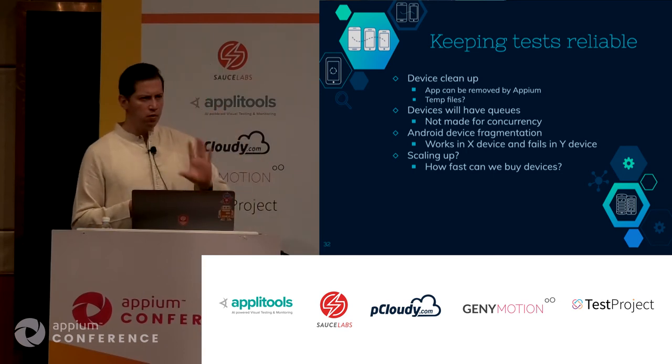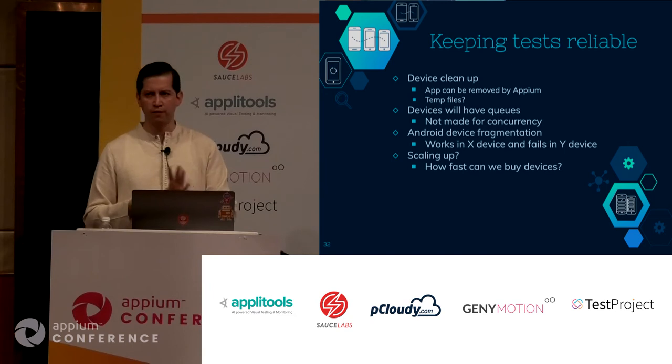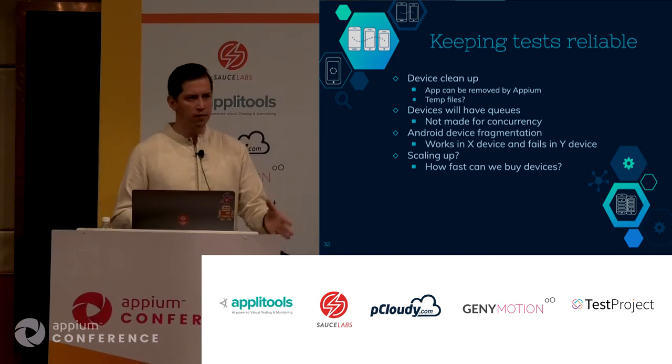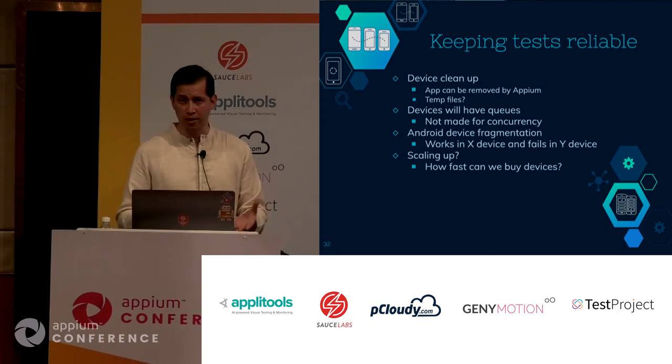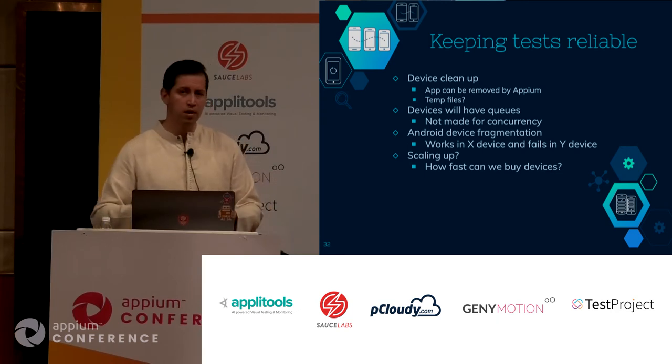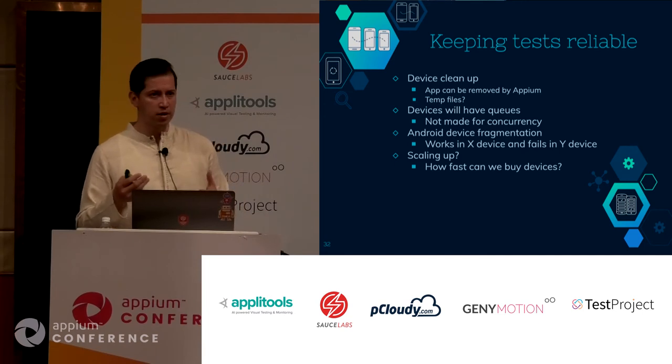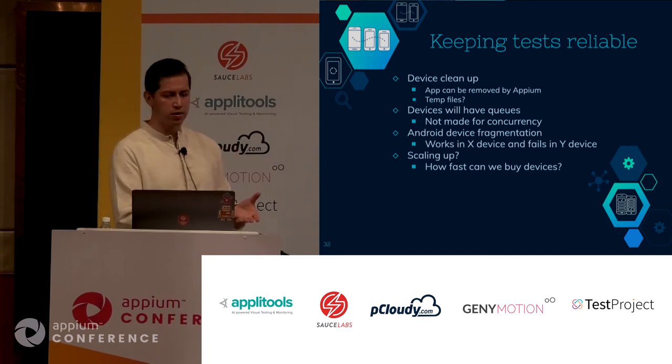But one important thing is that the devices will have queues. So when we add a new device into the grid, it could be the latest iPhone, and everybody would like to test on that one. So if we have bigger teams, like five or six different teams, there will be a queue for that resource.